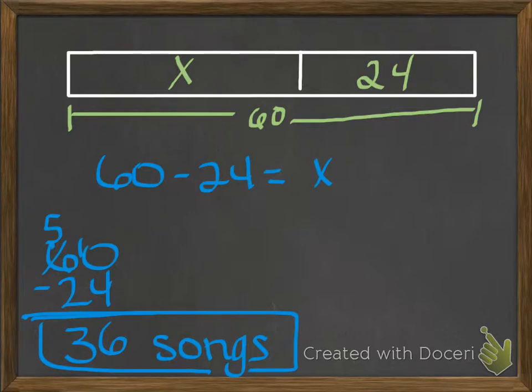Then I drew my picture model, and I drew a bar to show the total amount that she had the third day was 60, and the first day she bought 24, and then there was the unknown amount, how many more did she buy when she bought 60, and that is represented with the letter X. So then I know that 60 minus 24 is going to equal the unknown amount, and I rewrote it vertically up and down, and I found out she bought 36 more songs the third day.